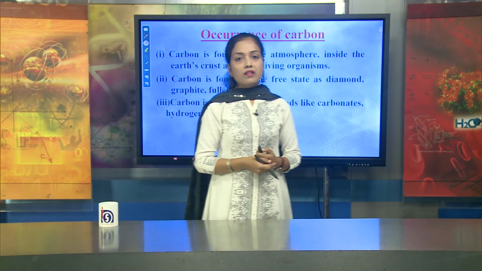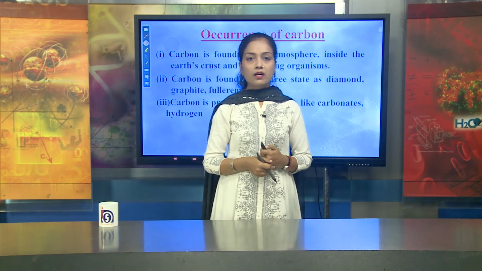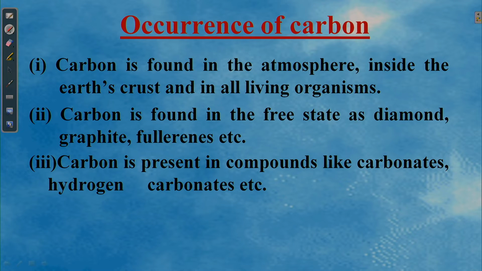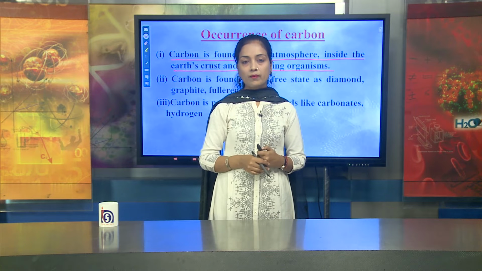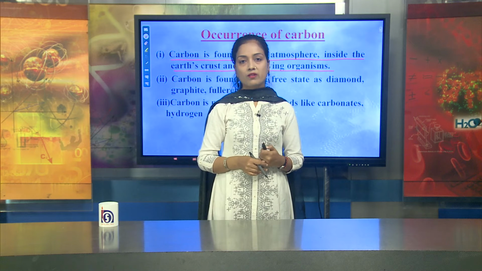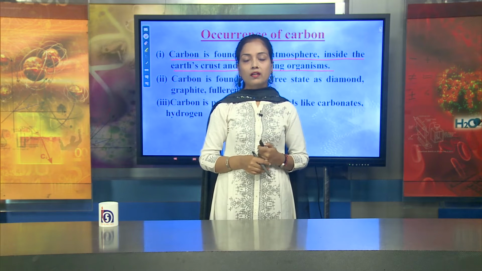Next we will discuss the occurrence of carbon compounds, how carbon compounds occur. Number 1, carbon is found in the atmosphere, inside the earth crust and in all living organisms. For example, with the help of carbon dating we can identify the percentage of carbon, and with the help of the percentage of carbon we can identify the dating of that particular compound.